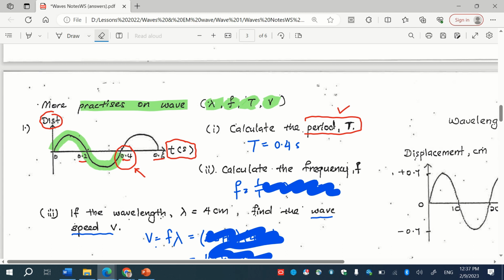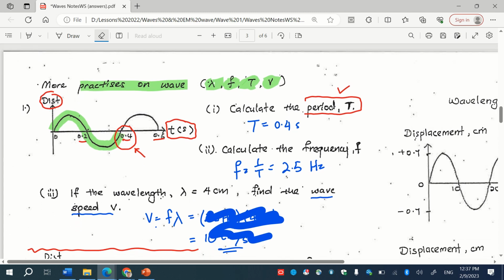Calculate the frequency. Use the formula f equals 1 over T. You get 1 over 0.4. You have 2.5 hertz. Okay, 2.5 hertz.